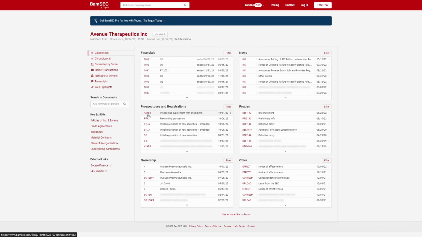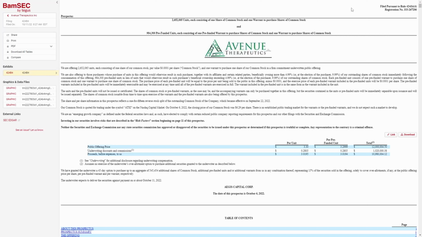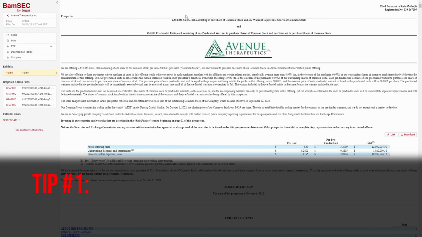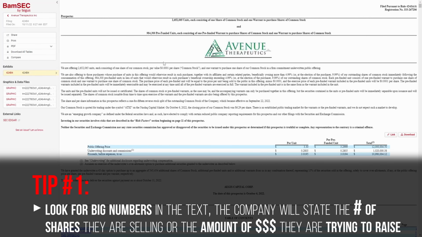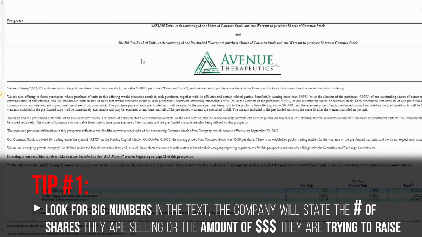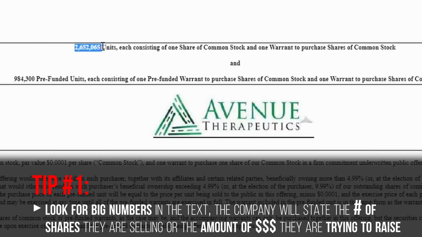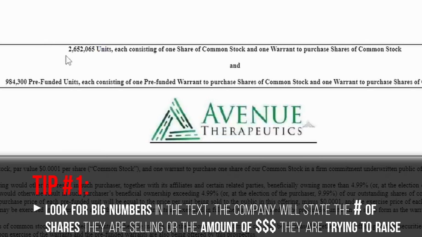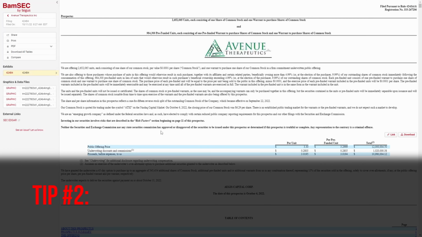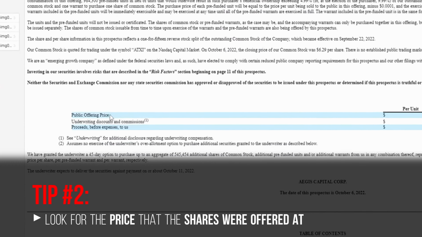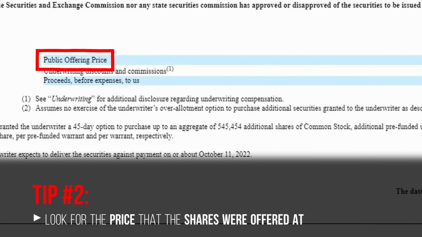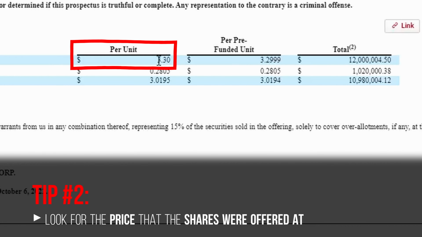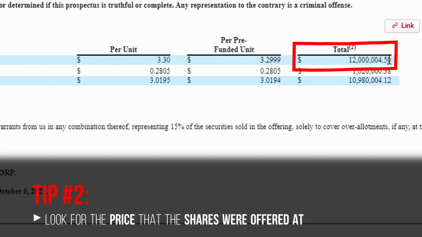We'll click into this one, the 424B. And here's the tip that I have for these offering filings. This is a recent filing from October 11th. Right now it's October 14th. You just want to quickly look around the filing for any big numbers that you see when you're scrolling through. Within the first few lines of this page, you can see up here, it says 2.6 million units. That means these guys offered 2.6 million shares onto the open market. The next thing you want to look for is the price they were offered at. Down here, you can see it says the public offering price, which was $3.30 per unit. So these guys raised $12 million from the open market.